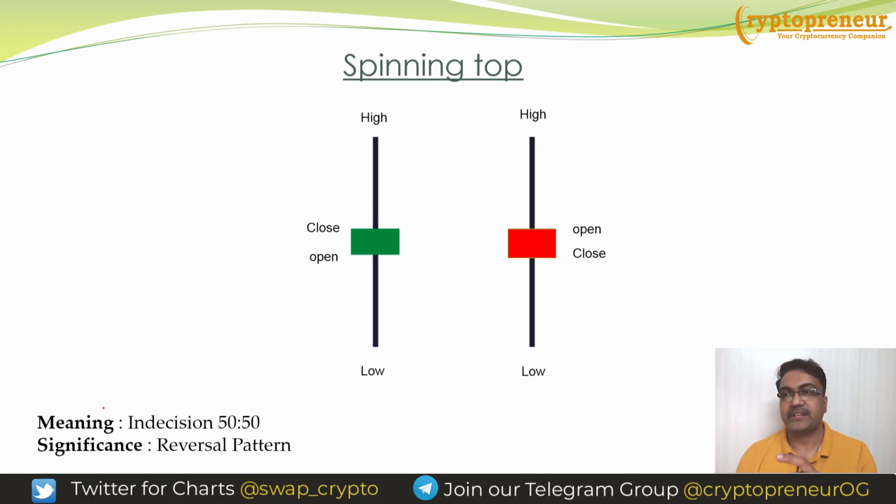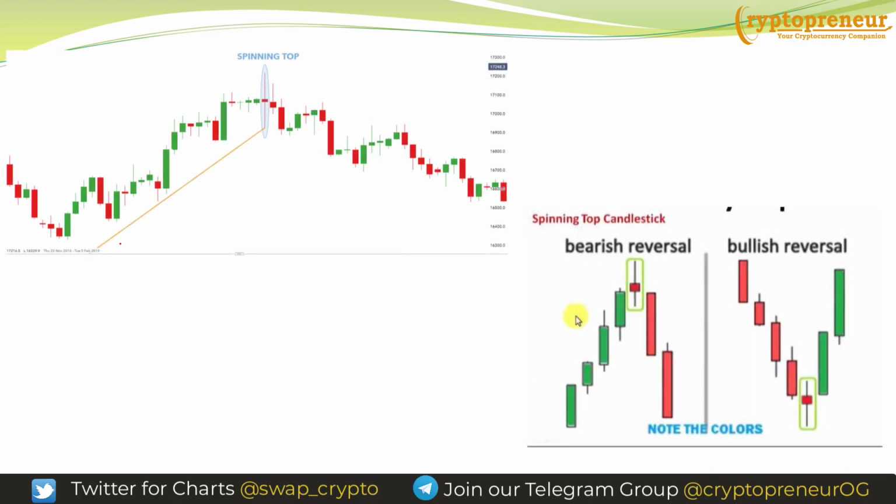So whenever you see a spinning top, consider that whoever was dominating, either bulls or bears, are now getting exhausted and we might see a change in the trend. Okay, so a spinning top signifies a change in a trend or indecision in the market. See how it appears on the chart.